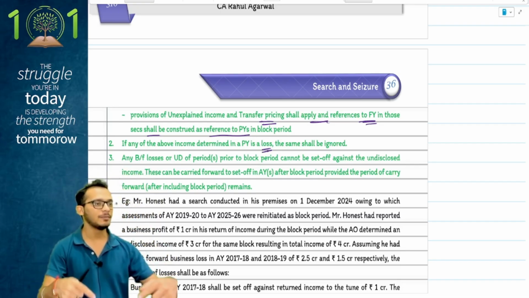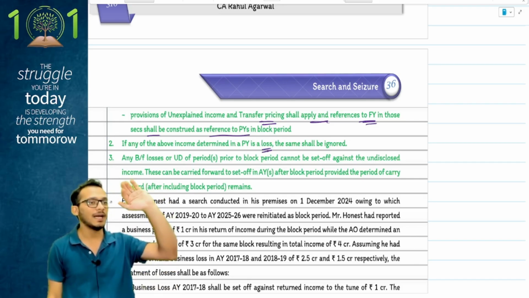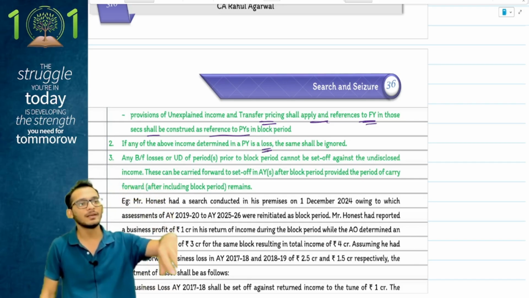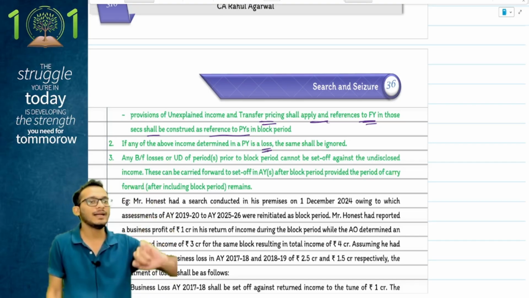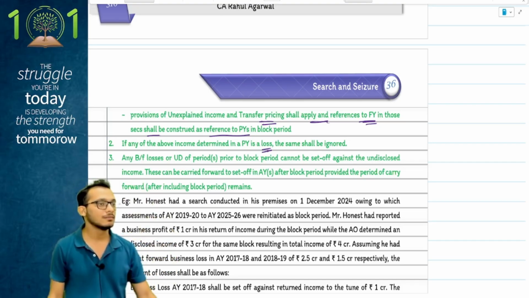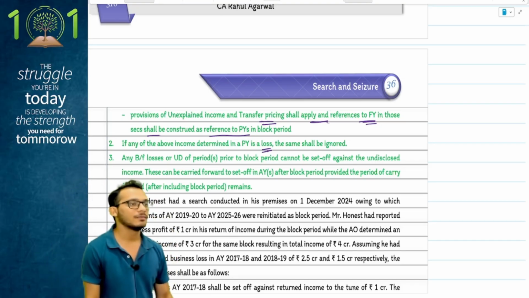So if I have 6 years, people, imagine year number 1 is a loss, I will ignore the loss. Imagine year number 2 is an income, I will take the income. Can I take year 1 and set off with year 2? Not allowed. It will be ignored.